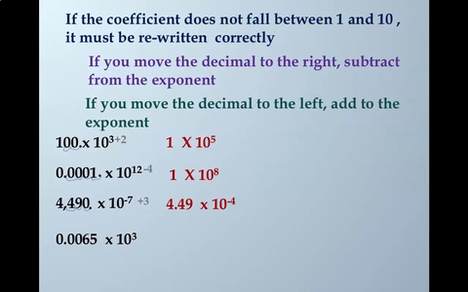Okay, last one. I am going to put my decimal after my 6. I count 1, 2, 3 to the right, so I'm subtracting. So I have 3 minus 3. So I get times 10 to the 0, and anything to the 0 is 1. So it's basically 6.5 times 1, which is just 6.5.